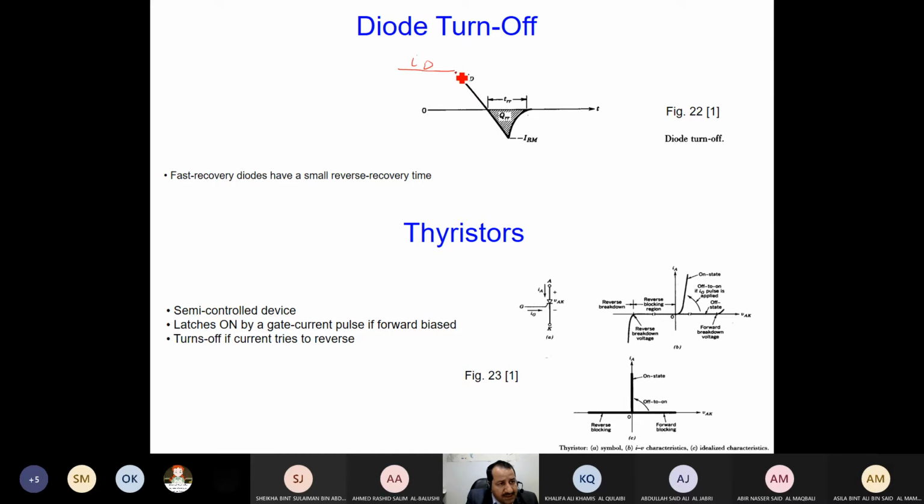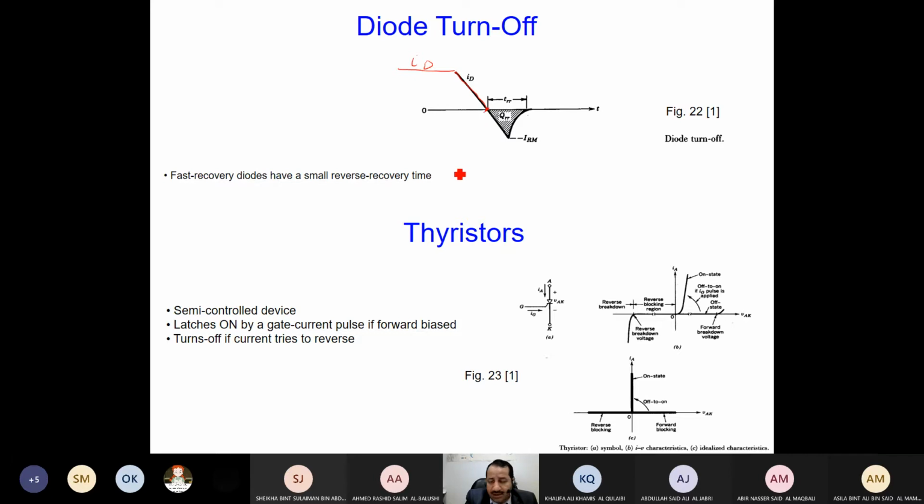Then at a specific point, the voltage reverses bias. So the diode current should go to 0 and the diode will be off, open circuit, right? Agree with this? I want a response. Should go to 0. Great, great. So the current will fall down until it reaches this point.